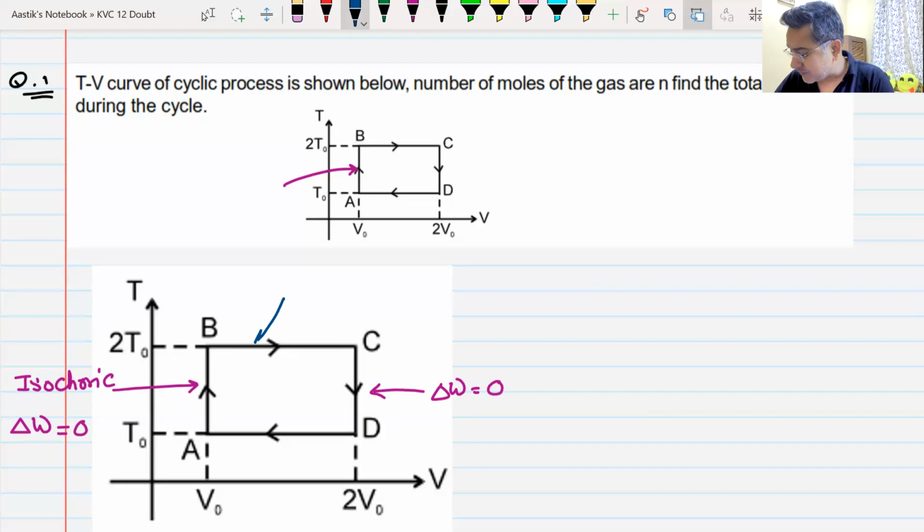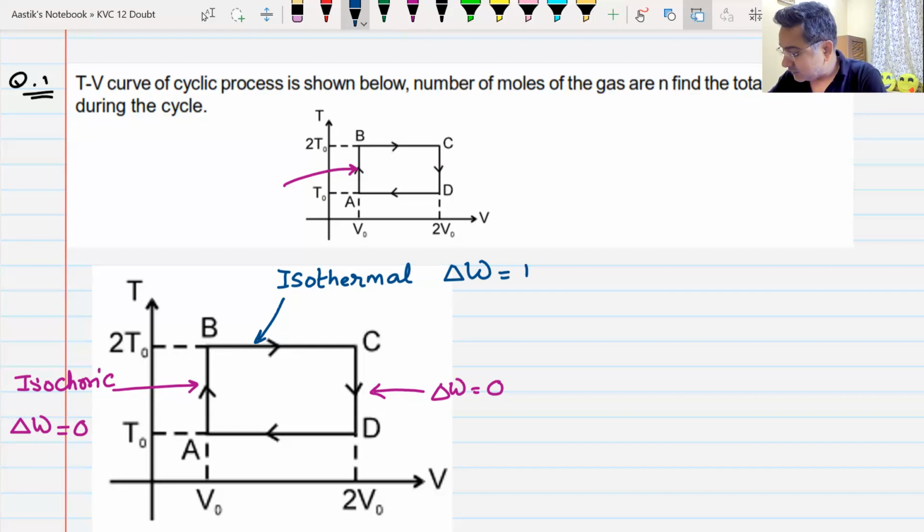What about this process? What type of process is this? Isothermal. Well done. Now we are talking about the isothermal process, and I just now gave you the formula of work done in an isothermal process. Can someone tell me what is that formula for work done in this process? You've written the formula and we don't know it.